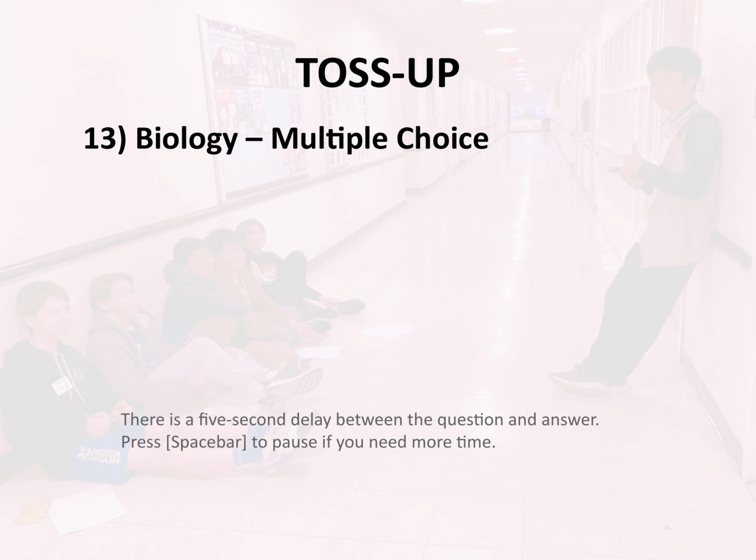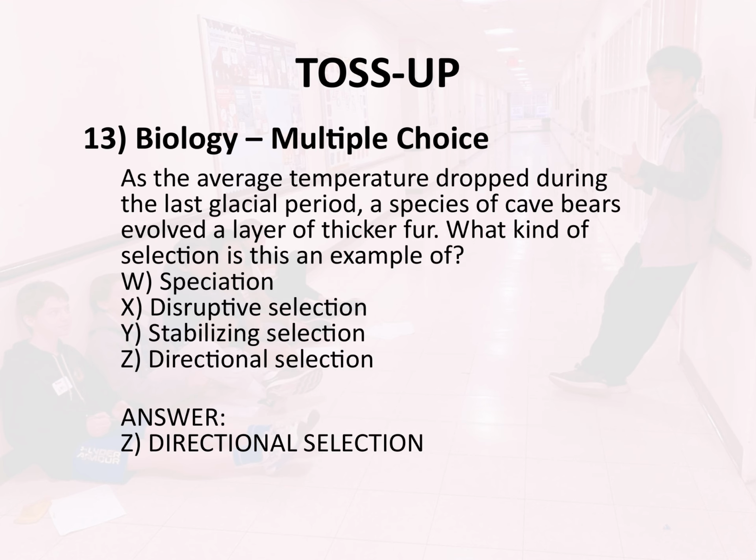Toss-up 13. Biology, multiple choice. As the average temperature dropped during the last glacial period, a species of cave bears evolved a layer of thicker fur. What kind of selection is this an example of? W. Speciation. X. Disruptive selection. Y. Stabilizing selection. Z. Directional selection. Answer. Z. Directional selection.